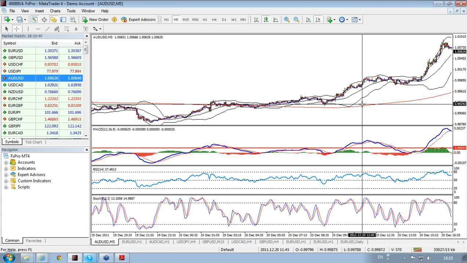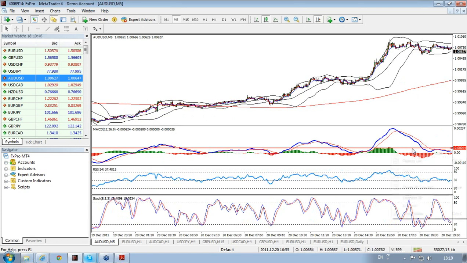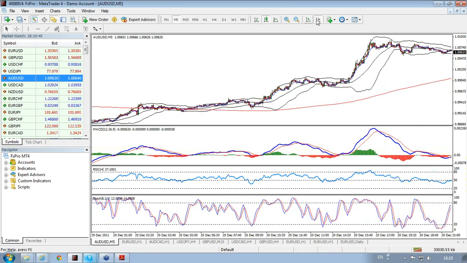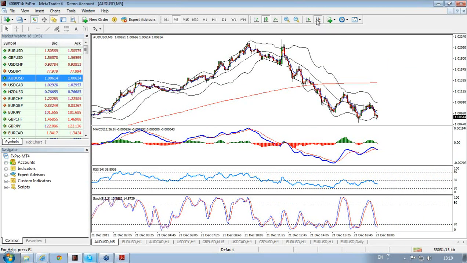Yes, that is all. Any questions, friends? Do you need to have both RSI kissing 80-20 and MACD new high? Very, very important.